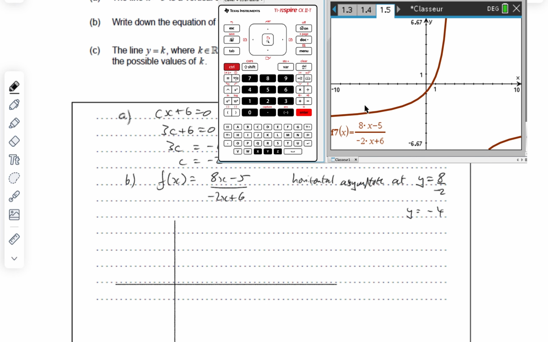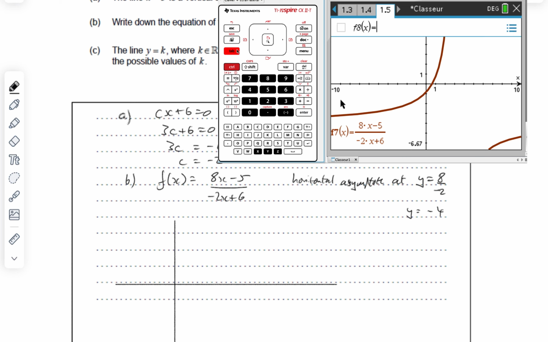And there's our graph. We said we've got a vertical asymptote at 3, which it looks like it has, and a horizontal asymptote at negative 4, so negative 1, 2, 3, 4. So that looks right. We've got a horizontal asymptote there. But we don't want this graph. We actually want the modulus of this. So let's see what the modulus of it looks like.